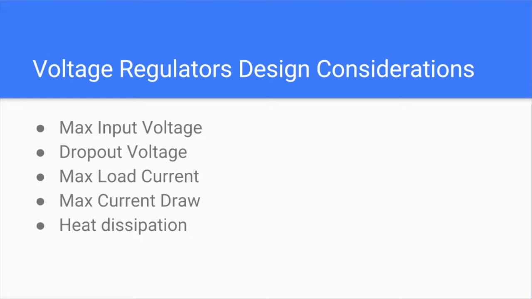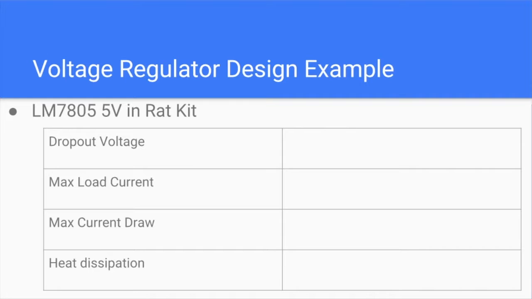So I'm just going to do a really quick demo of a certain process that I would go through when I'm researching parts, keeping these in mind, right? We're going to examine the LM7805 voltage regulator, which is a 5-volt linear regulator that we provided in the rat kit.